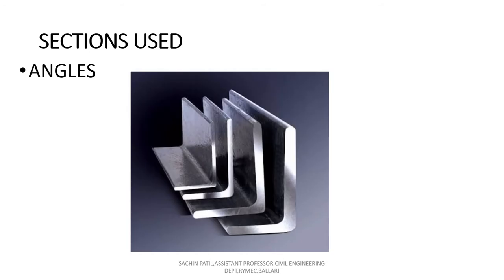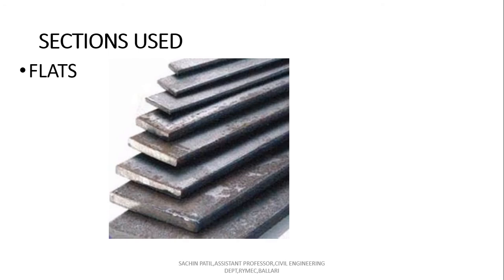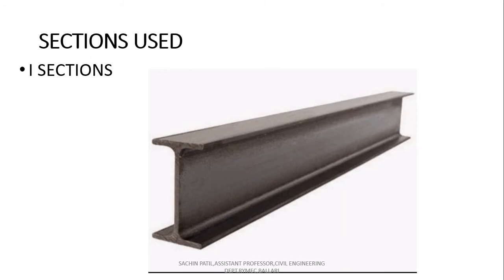So what are all the sections that can be used as a tension member? The first one is angles. You can use these angles as a tension member, and you can use these hollow pipes. You can use these flats or plates to construct a tension member. Even I sections and channel sections can also be used as a tension member.